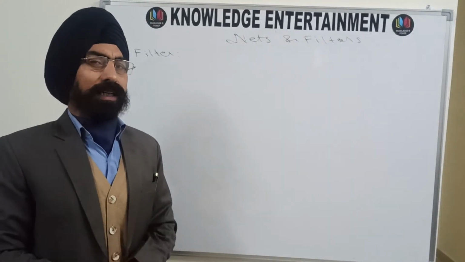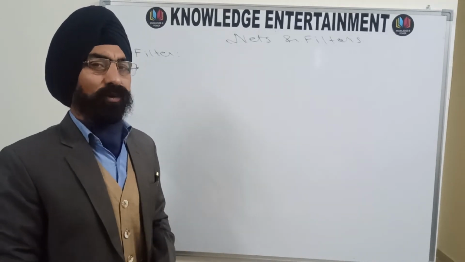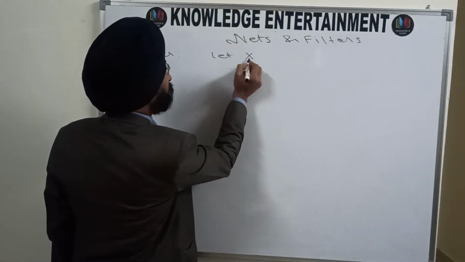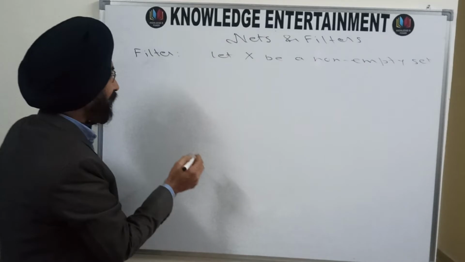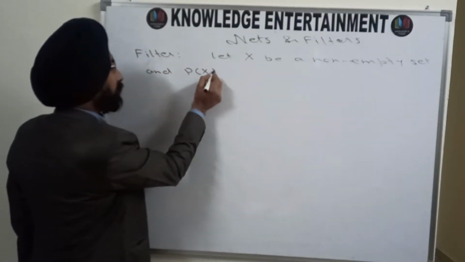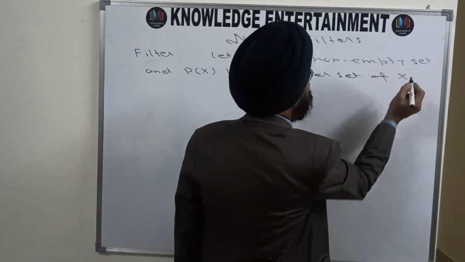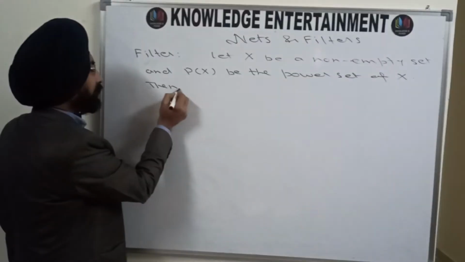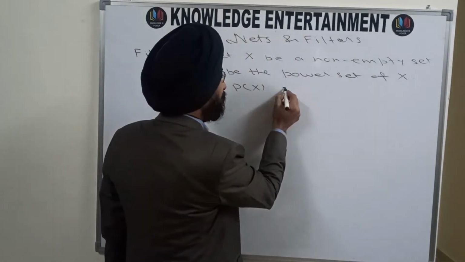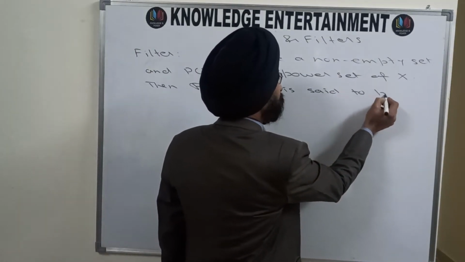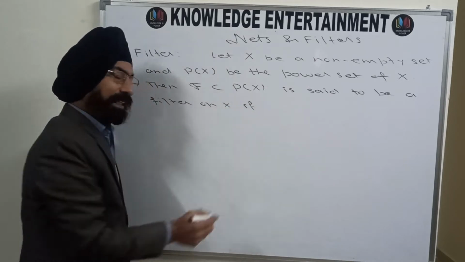Just like you studied the definition of topology in the starting, the definition of filters is also very similar and is very easy. So let X be a non-empty set and P(X) be the power set of X. Power set of X means the set of all subsets of X. Then F, a subset of the power set of X, that means a collection of subsets of X, is said to be a filter on X if it satisfies three conditions.